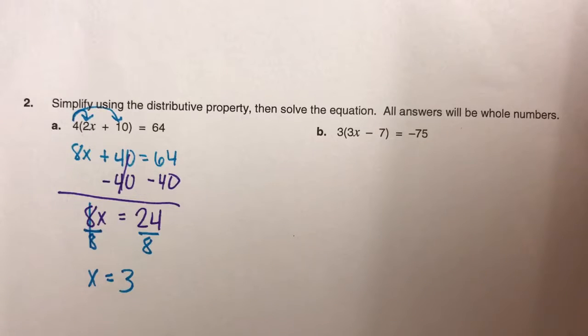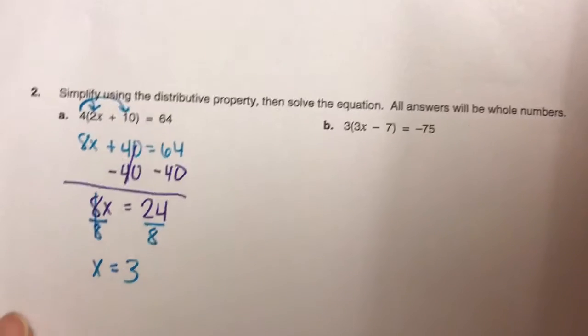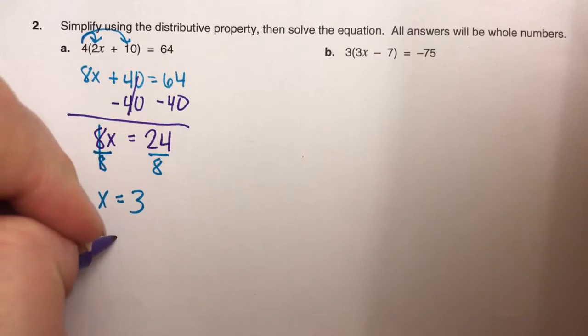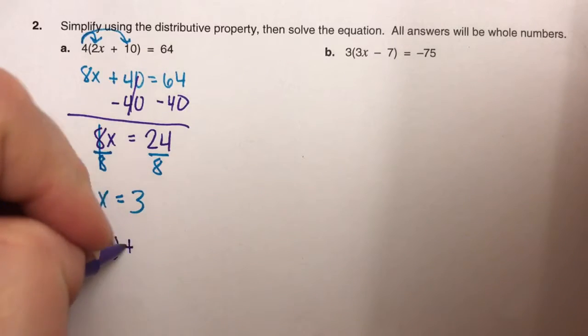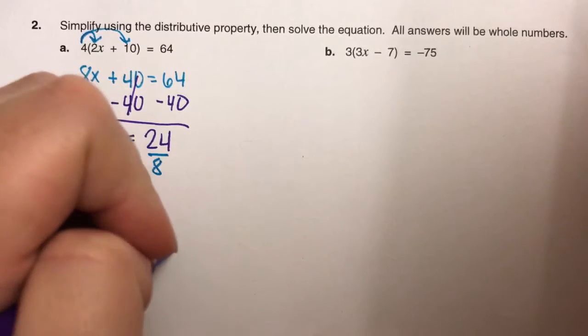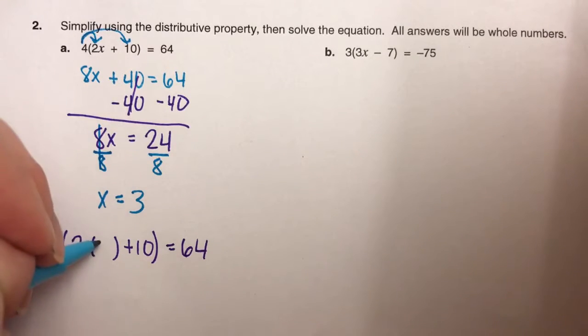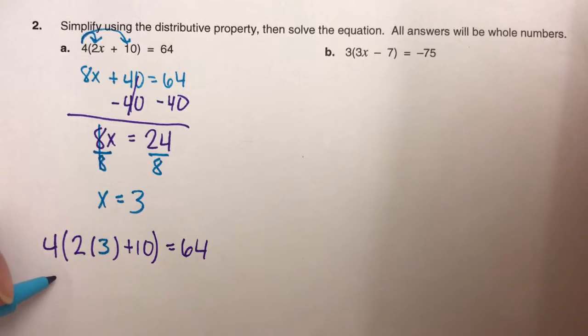I want to make sure that's my answer, and the way I can do that is by plugging it back in to check. My original problem said 4 times the quantity of 2, and instead of x I'm going to put parentheses there, plus 10 should equal 64. This is a good habit to get into if you want a 4 on your test, because we always have to plug our answer back in. 3 goes here, and then I'm going to go ahead and simplify.